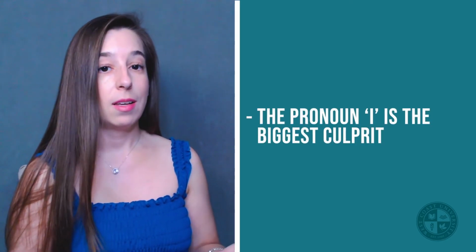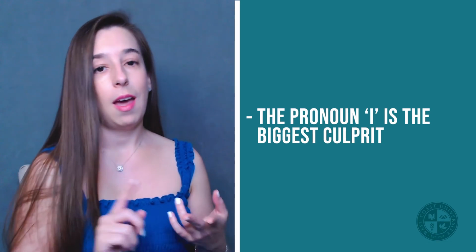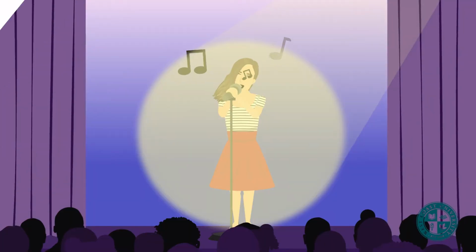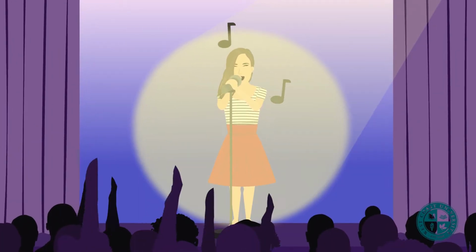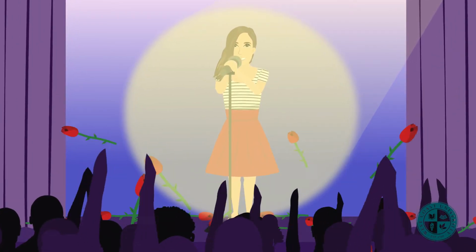One of the biggest culprits here is the pronoun I. So people are often tempted to say things in a paper like I think, I feel, I believe, in my opinion. It's very me, and it makes it sound personal. It makes it sound informal. So you want to avoid any version of I.